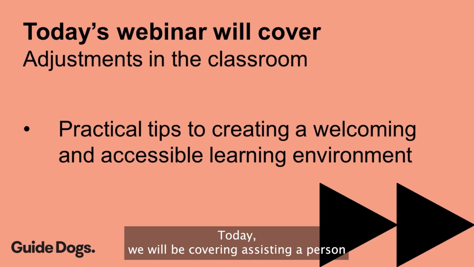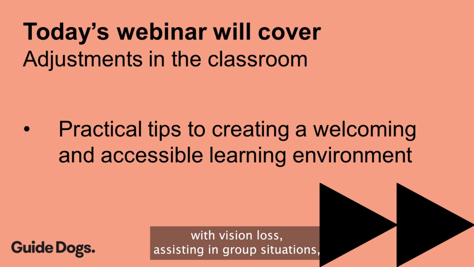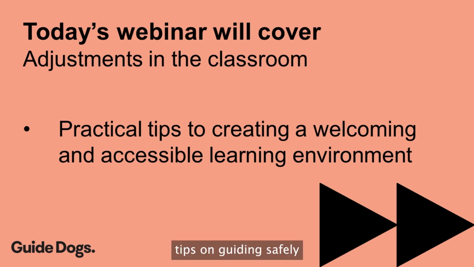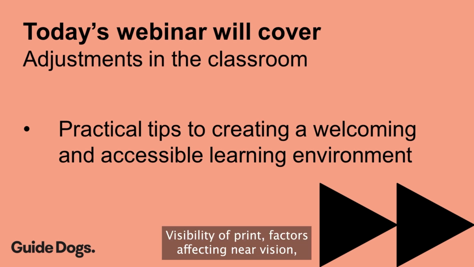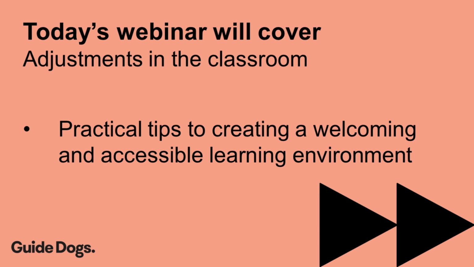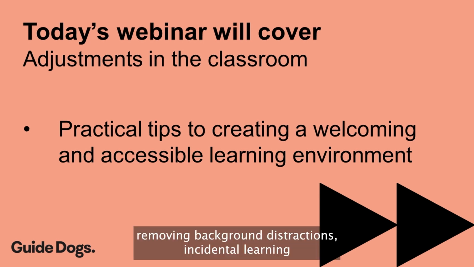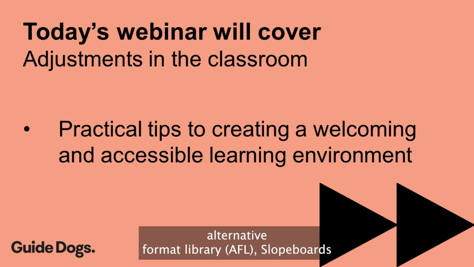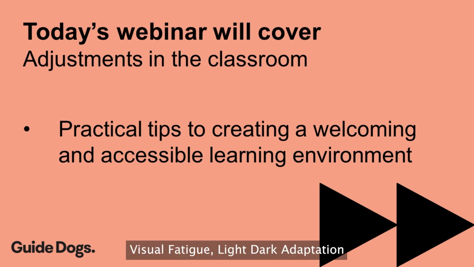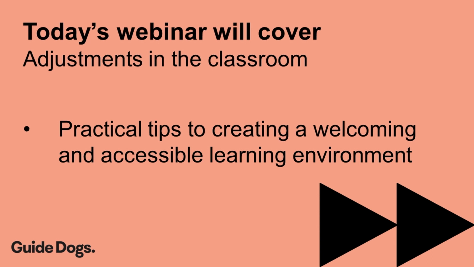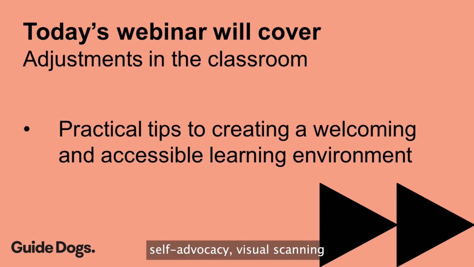Today we will be covering assisting a person with vision loss, assisting in group situations, tips on guiding safely, routines-based intervention, hand-under-hand tactile strategies, visibility of print, factors affecting near vision, removing background distractions, incidental learning, alternative format library AFL, slope boards, bookwork, visual fatigue, light-dark adaptation, encouraging use of prescription glasses, self-advocacy, visual scanning, sport, physical education and games.